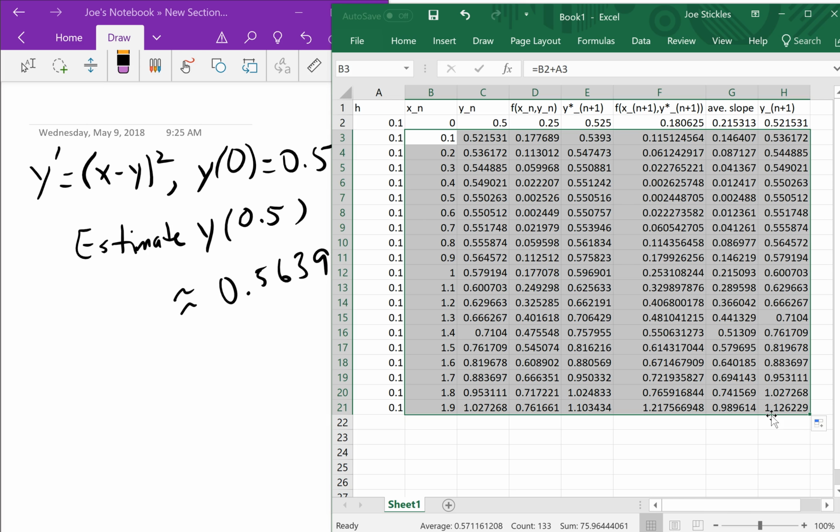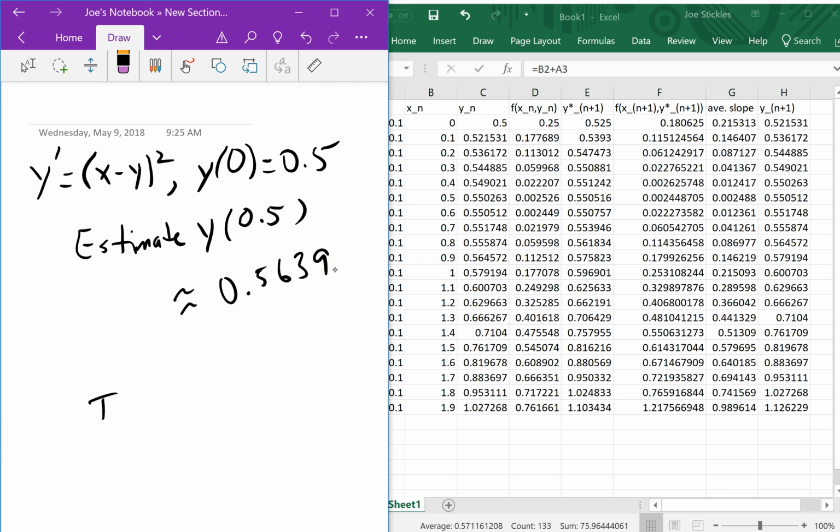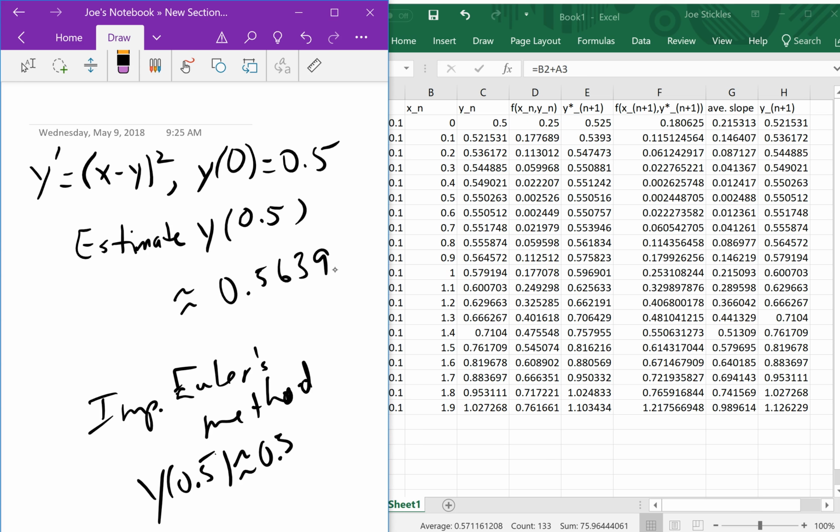All right, so now we've got our estimates here, and we see that this was Euler's method here. Improved Euler's method did change it a little bit. So using improved Euler's, we get y of 0.5 is approximately 0.5503. So that gives you an example of how we can use Euler's method and improved Euler's method to help us get approximate solutions to differential equations.